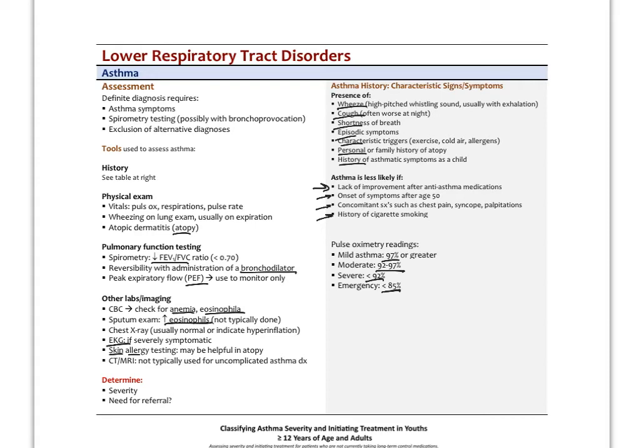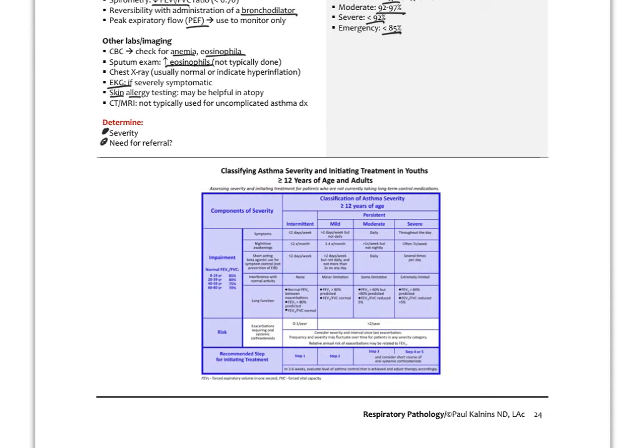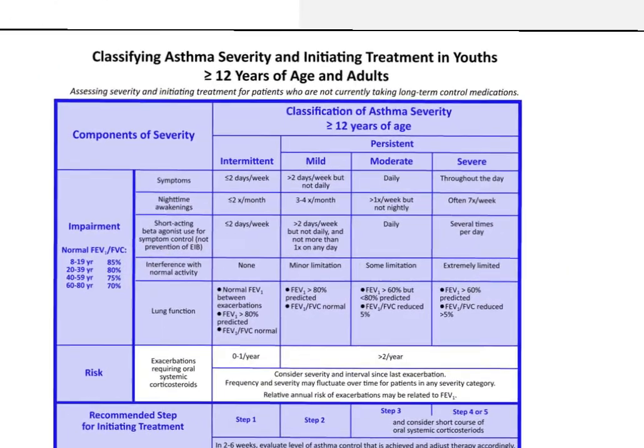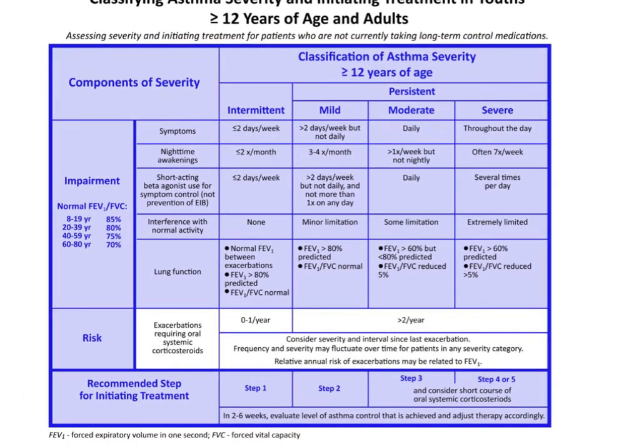So our basic questions we're going to ask is, how severe is it, and do we need referral, and then determine the level of treatment. So here is the asthma severity scale for children above the age of 12 and adults. So we're going to look at these classes here: intermittent, mild, moderate, or severe.